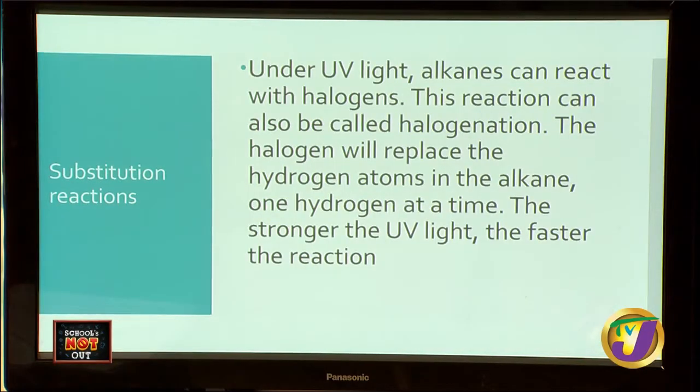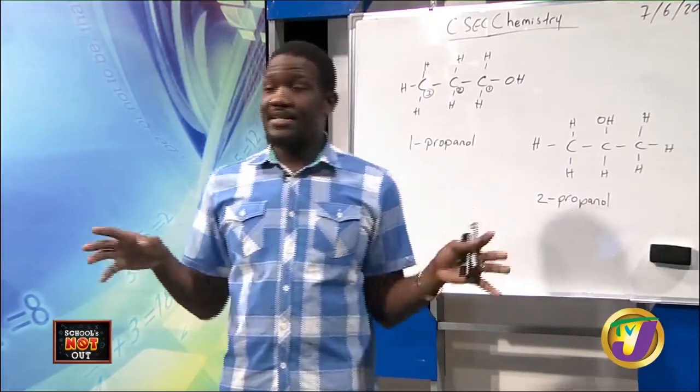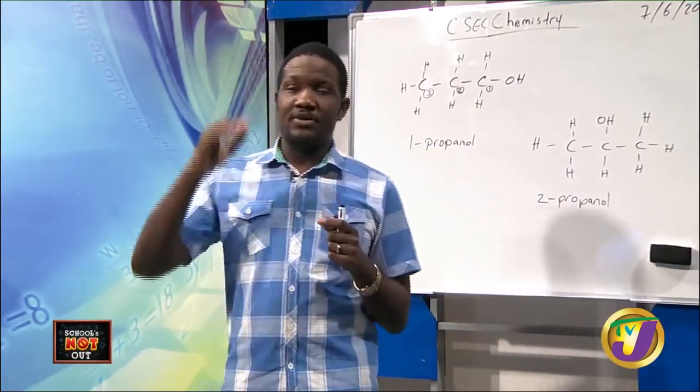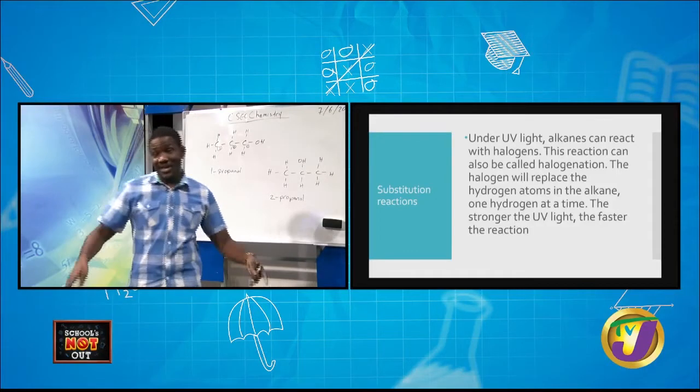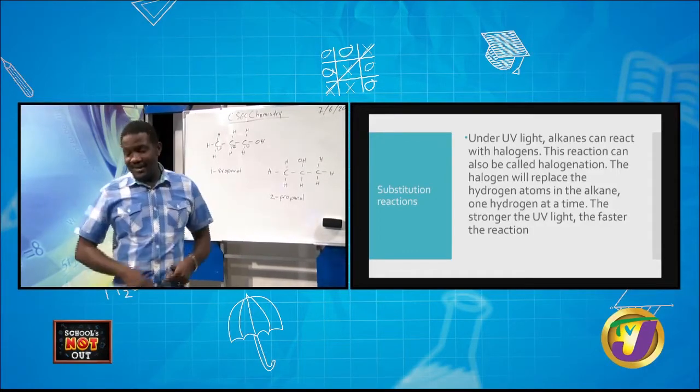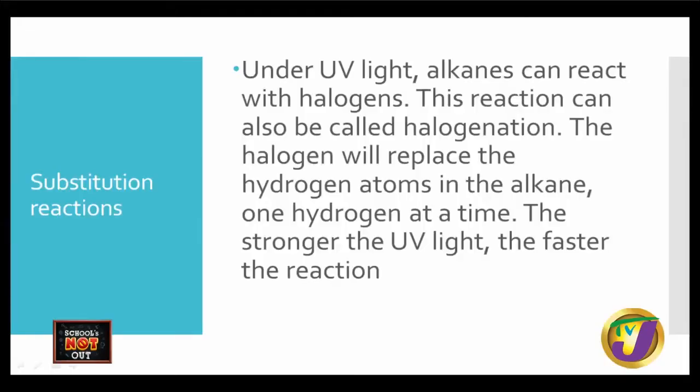So, substitution reactions. Under UV light, sometimes you can use sunlight, but UV light is the best. Under UV light, alkanes can react with halogens. If we remember basic 9th grade chemistry, halogens are in group 7, right? Your fluorine, your chlorine, your bromine, your iodine, or iodine, that's what people call it. Those are your halogens, group 7.